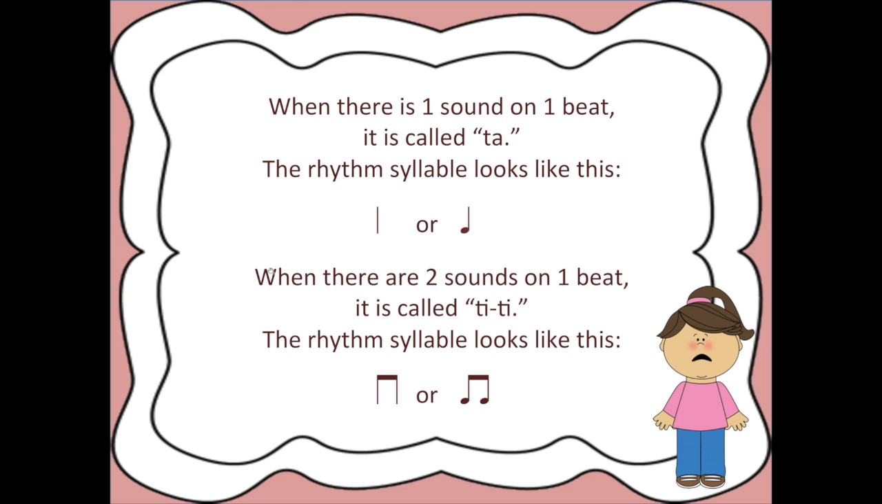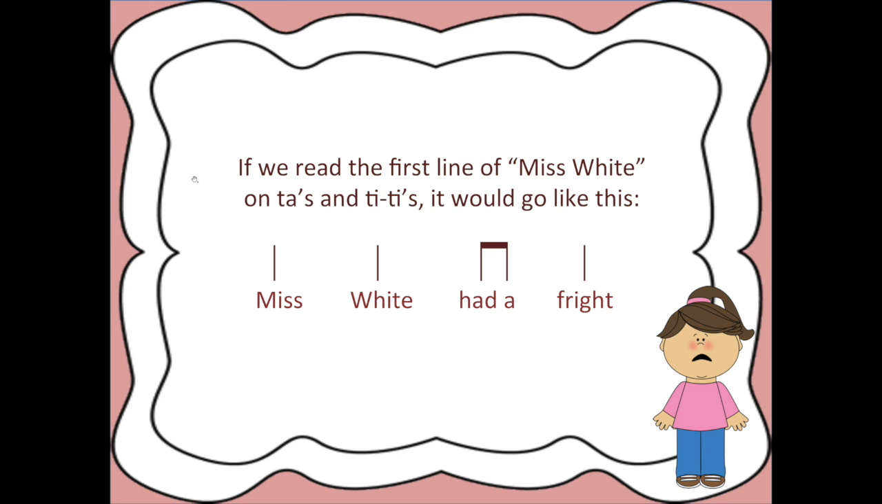Anyway, when there are two sounds on one beat, it is called TT. The rhythm syllable looks like this, and again, I usually write it like this, or with two note heads. If we read the first line of Miss White on TAs and TTs, it would go like this. Ta, ta, TT, ta. Can you say that after me? 1, 2, here you go.